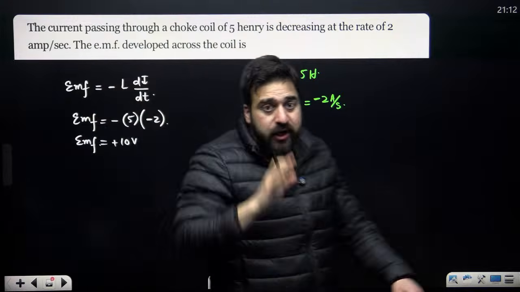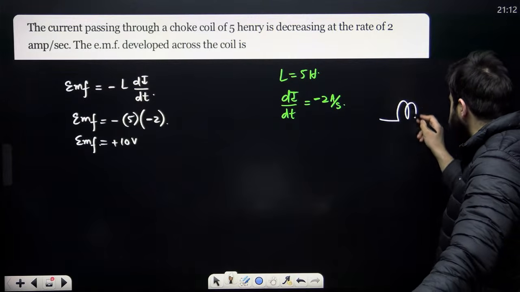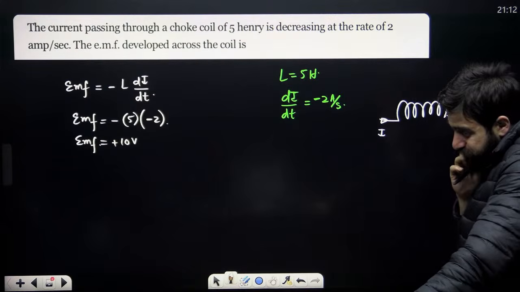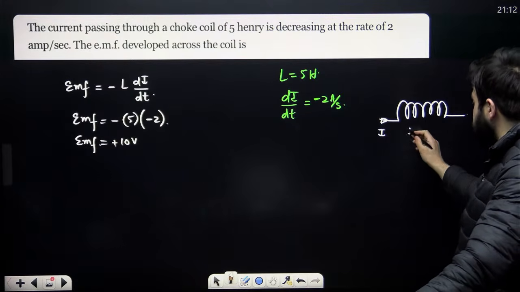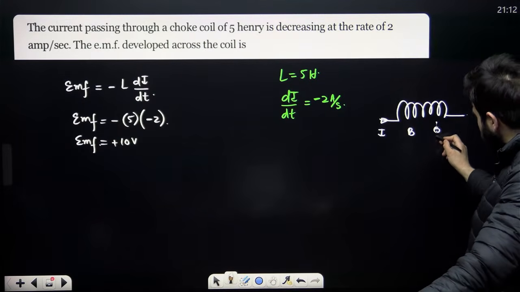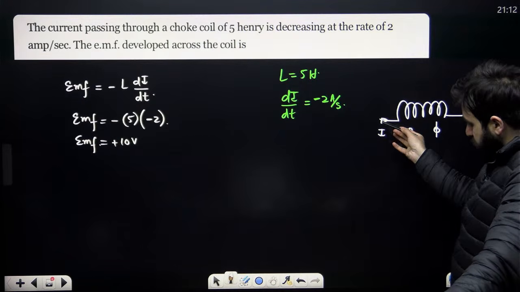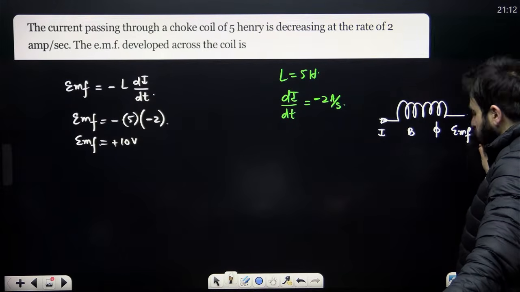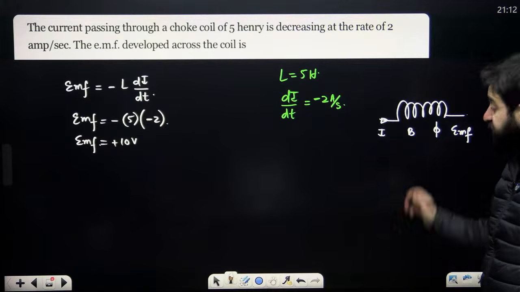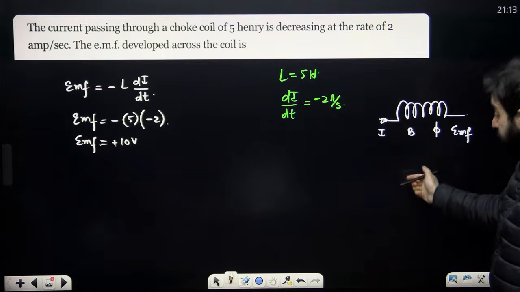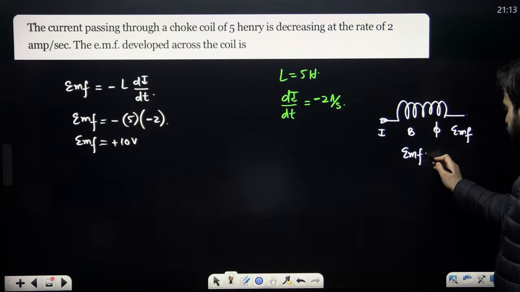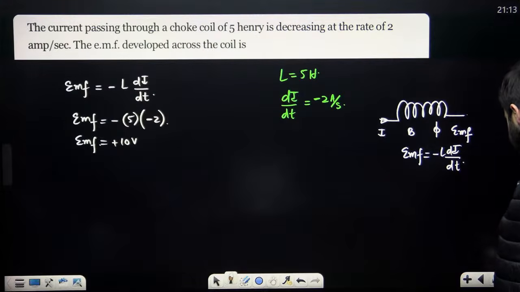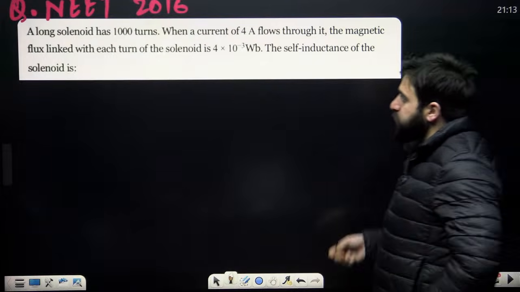So what does self-induction mean? Again I am repeating. If this is the coil, in this coil current flows. In the same coil magnetic field is produced. In the same coil flux is produced. Now if this current changes, magnetic field changes, flux changes. So in the same coil EMF is being induced. All this is happening in one coil. That's why we call it self-induction. Induction means production of EMF, and that EMF will be minus L di by dt. This is what we call self-induction.